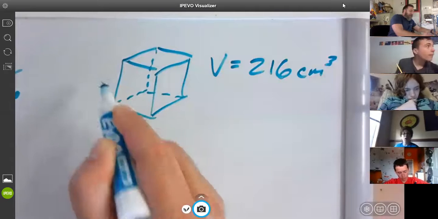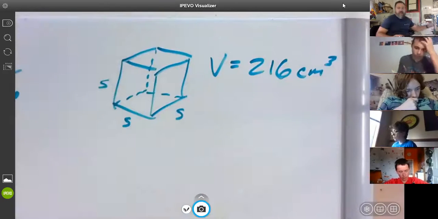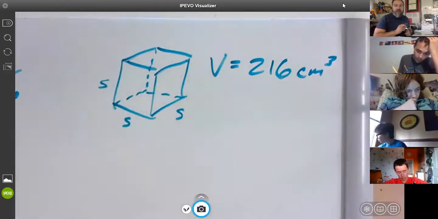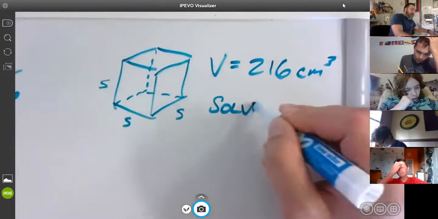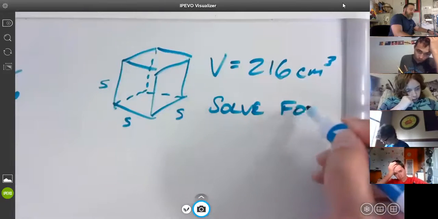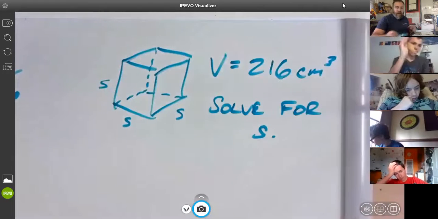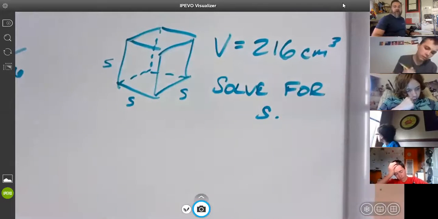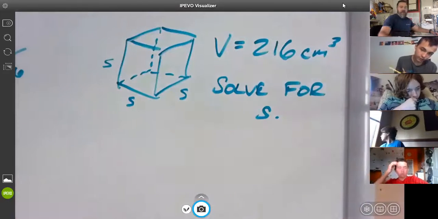So by definition, that means each of the side lengths are going to be the same. We'll call that S. And so this is what you would start with on 2 of your problems on your assignment. And so what it'll say is the actual question is, all right, based on that volume, solve for the side length S. Okay. Given this geometric figure, given this cube, we're going to use this information to solve for one of the side lengths, S.